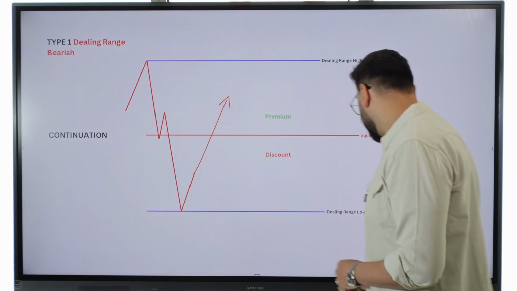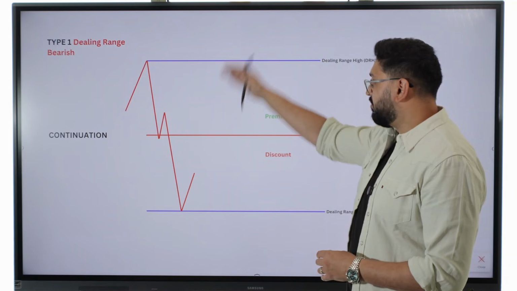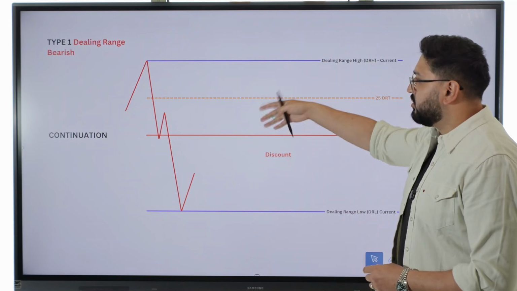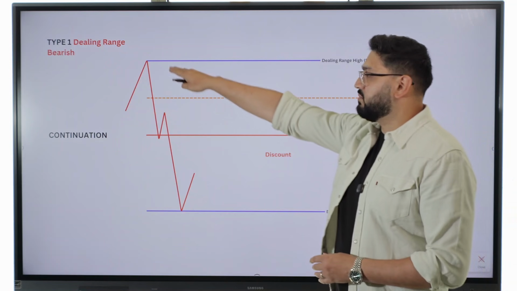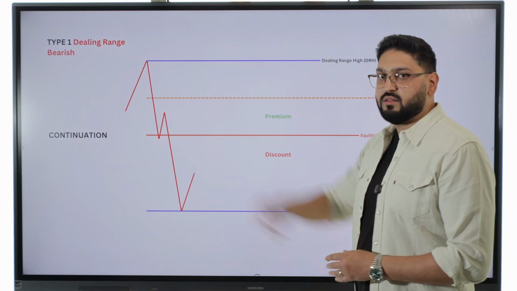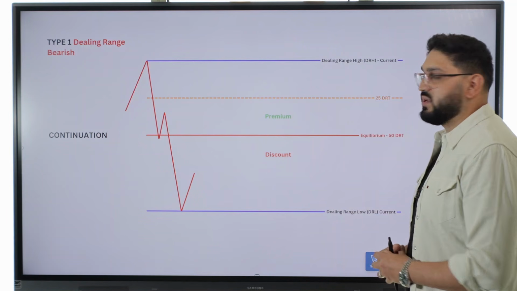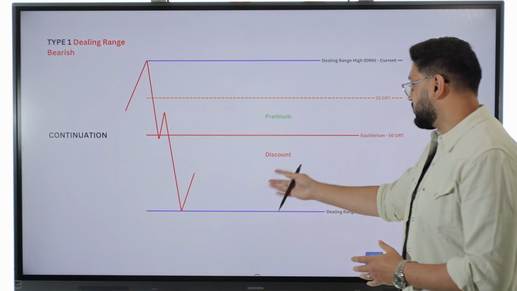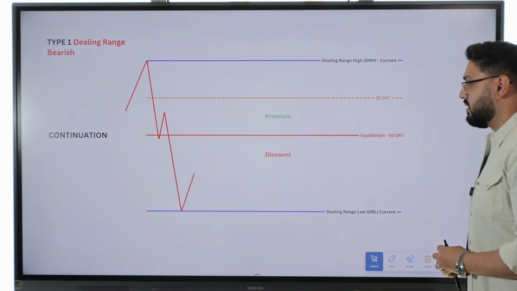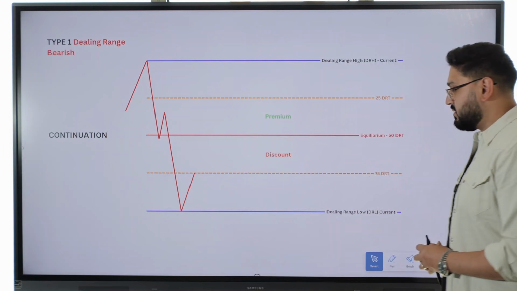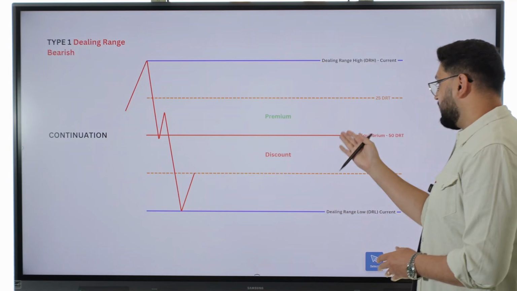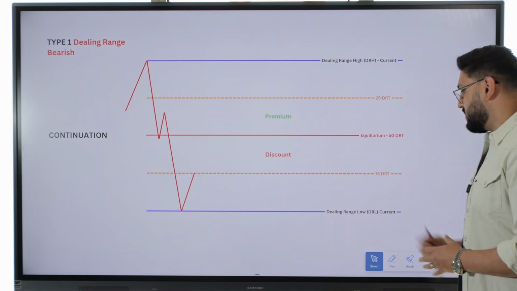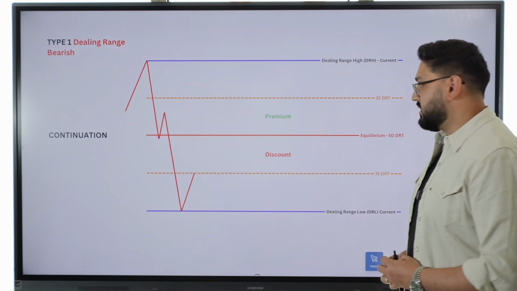Now, let's get a little bit deeper here. Inside of a premium market, we can also divide this into two sections, where we have a midpoint between the dealing range high and the equilibrium level. We call this the 25 DRT, since we are in a type 1 bearish dealing range. We can also do the same in a discount market, where we have the mid price between the dealing range low and the 50% equilibrium, or 75% of this entire dealing range, and we call this the 75 DRT level.